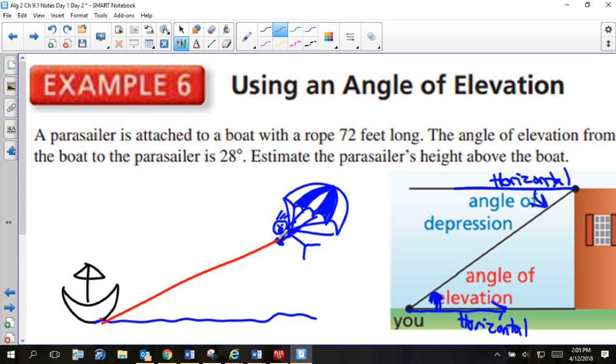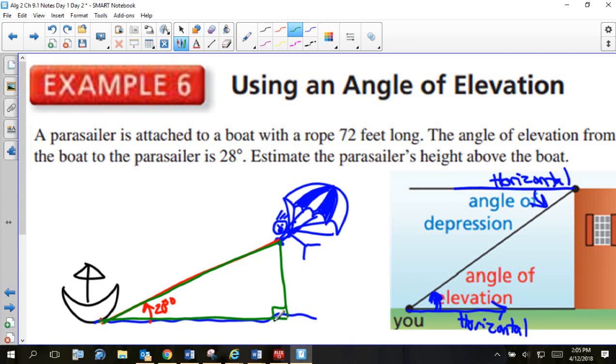So now the angle of elevation starts at the boat. It says it starts at the boat. The angle of elevation starts where? Horizontal at the boat. Horizontal, then it goes up. So you need a horizontal line at the boat that goes up. That's where I put 28 degrees. So now I have a right triangle. I have to have a right triangle to do any of these.